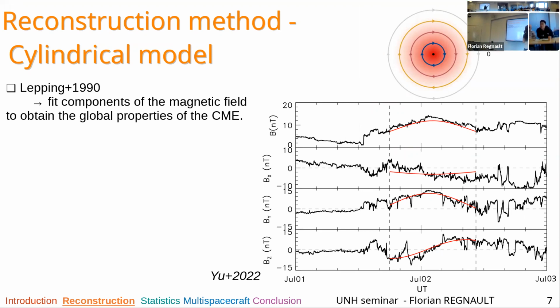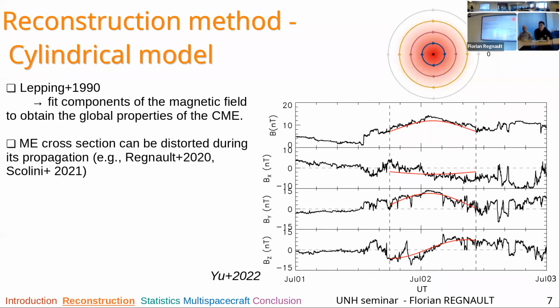Here you can see that BZ starts from negative and then becomes positive. So this is a trace of the smooth rotation. This is why the smooth rotation is often interpreted as a signature of the presence of a flux rope. Then you can also observe a nice match in the BY component, where we have this increase closer to the center of the magnetic ejecta, and then it starts to decrease. But the thing is that some CMEs, and the cross section of CMEs, can be distorted during the propagation.